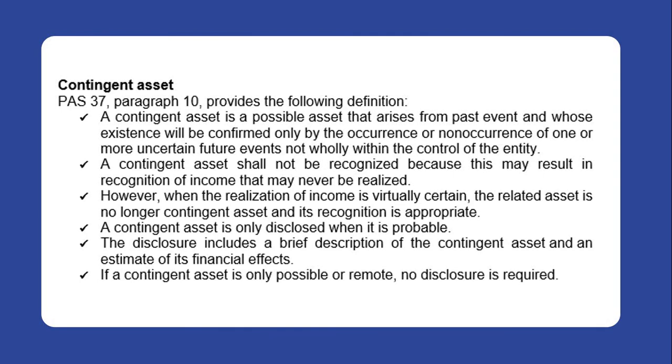Now, if we have a contingent liability, there's also a contingent asset. Meaning, if there is a contingent liability, that is a possible liability. Therefore, a contingent asset is also a possible asset. So, what is the treatment of the contingent asset? A contingent asset is a possible asset that arises from a past event and whose existence will be confirmed only by the occurrence or non-occurrence of one or more uncertain future events not wholly within the control of the entity. So, it is only a possible asset.